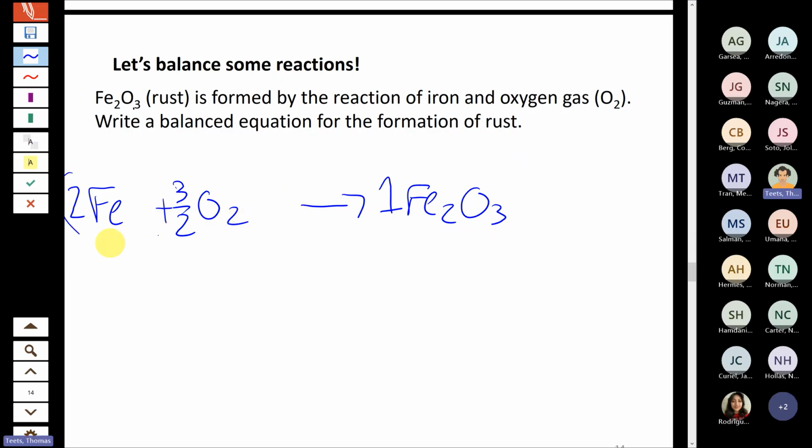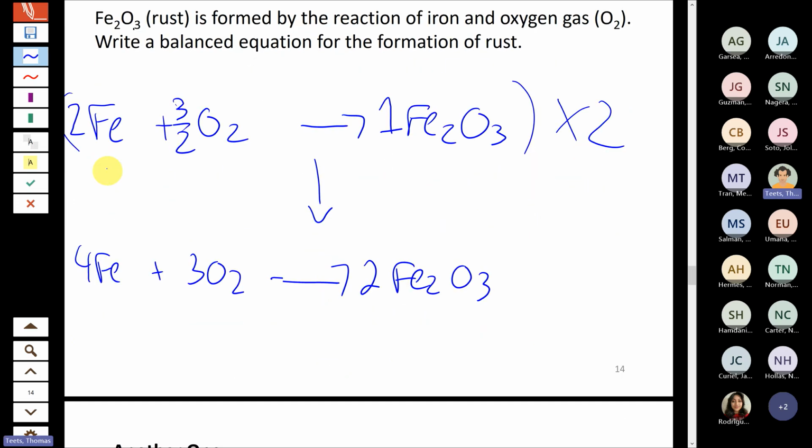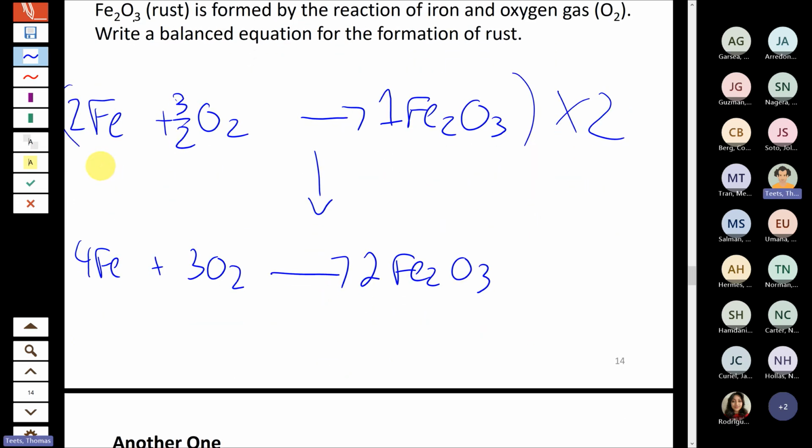But if we want whole numbers, we have to, again, double everything like we did before to make them whole number coefficients. So every coefficient is going to get doubled. So it's going to become 4Fe, 3O2, 2Fe2O3, and that's going to balance everything out. We can check our work again.